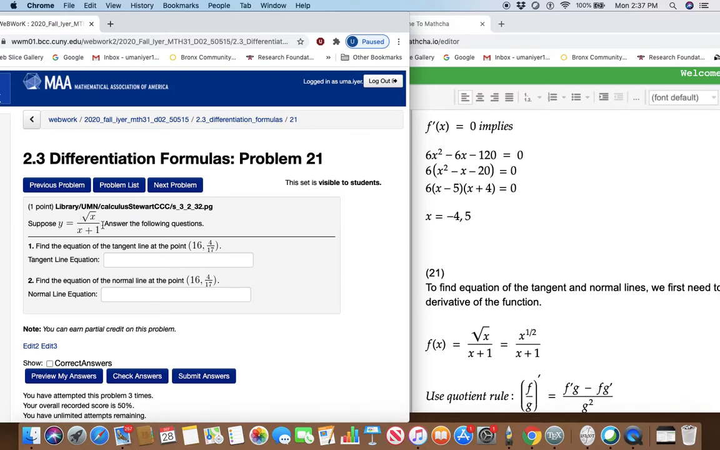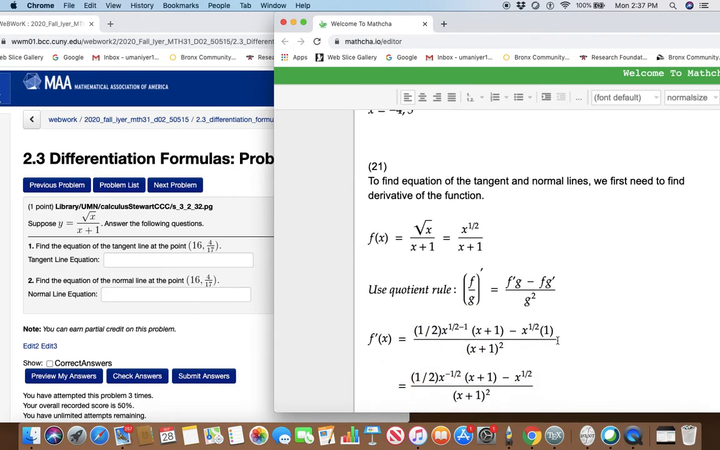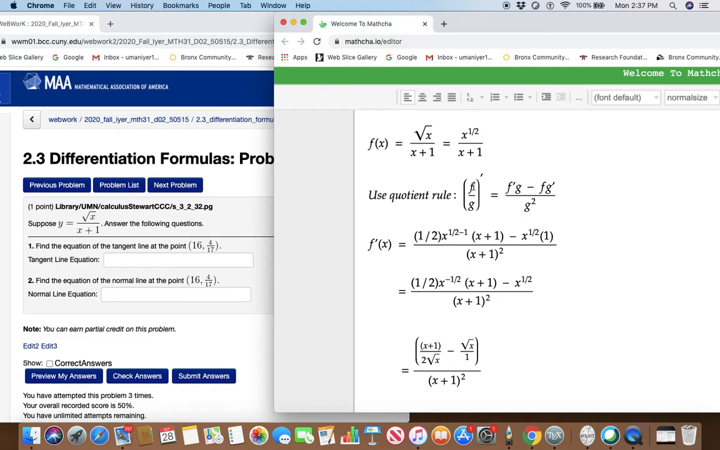So all we need is the derivative here to find the equation of the tangent line. f(x) is this expression. I will rewrite this as x to the power half. This calls for the quotient rule. Recall, what is the quotient rule? The derivative of f over g is the denominator squared, derivative of the top, denominator as it is, minus numerator as it is, derivative of the bottom.